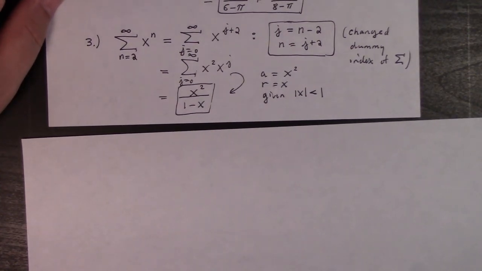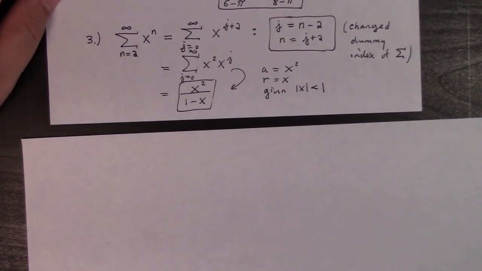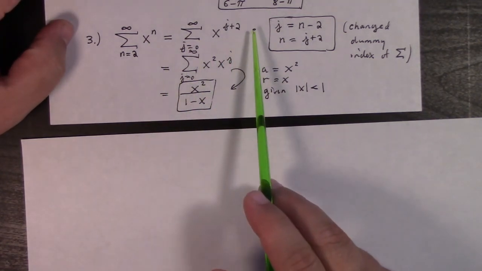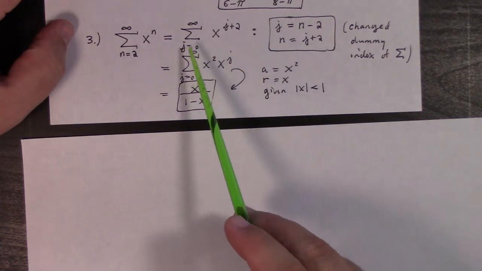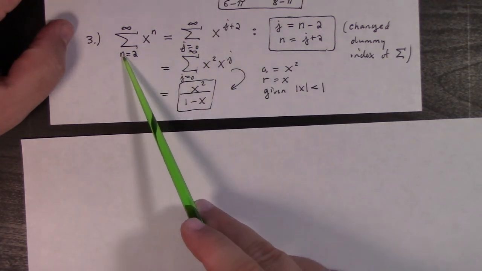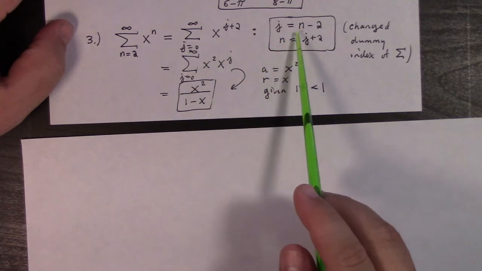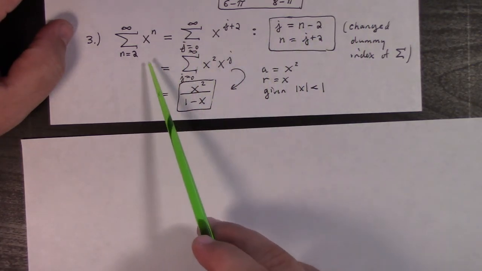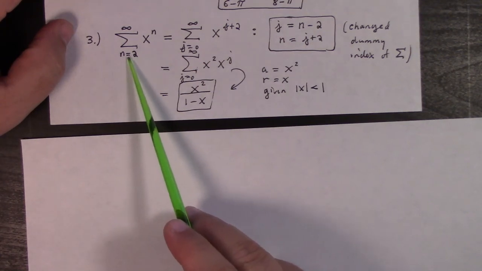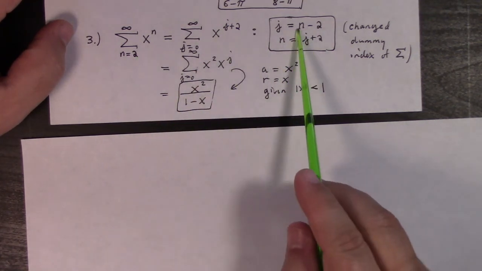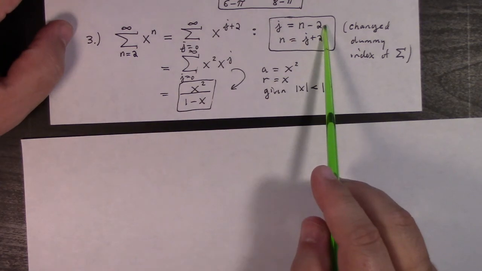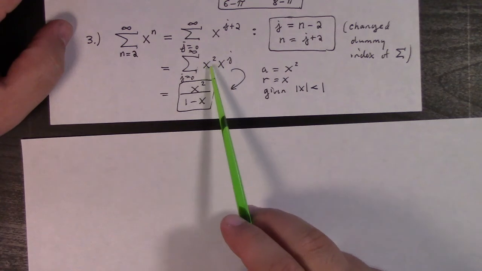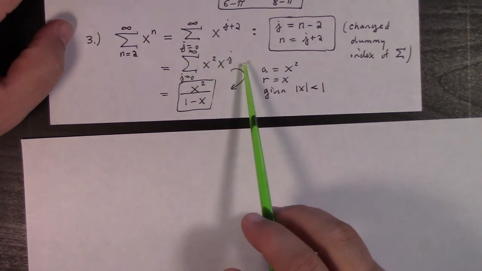And then another example of a different flavor. Here, looking at the sum n equals 2 to infinity of x to the n, I decided to show you how to change the index and notation. What I did is I let j equals n minus 2, which means n is equal to j plus 2. When n is equal to 2, that means j is equal to 0, and so that's x squared times x to the j, j equals 0 to infinity.